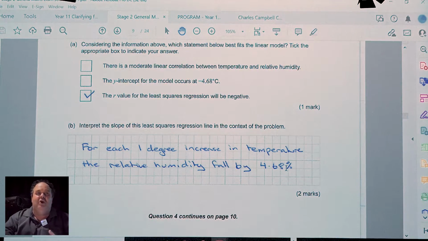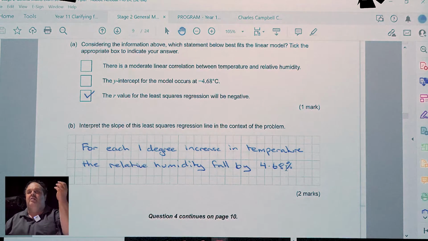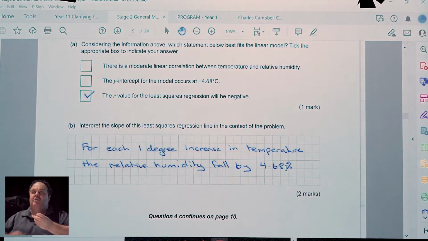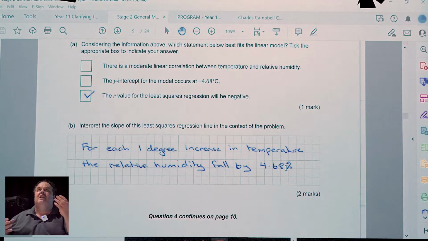How you word it is going to be okay, but you're looking for the increase in the independent variable resulting in a change to the dependent variable, whether it's up or down, depending on what the scenario is. The more the kids get used to the language and understanding what the graphs mean, the easier it is for them to answer these questions.